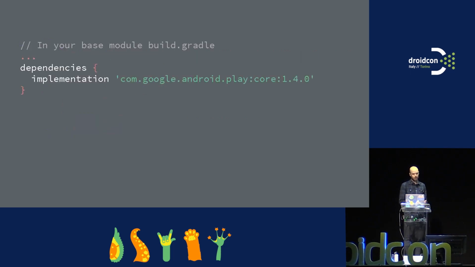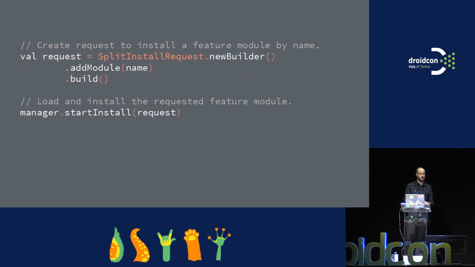How do you do this? For that, we have the Play Core API, which is currently at version 1.4. You use that as a dependency, and from there, you create a request, add the module by name, and then you have your request. And then with the split install manager, you request the installation. You can request installation immediately. You can request deferred installation. Also, a cool feature is you can request uninstallation. I'll show you a fun thing about that later on. That is the easy bit.